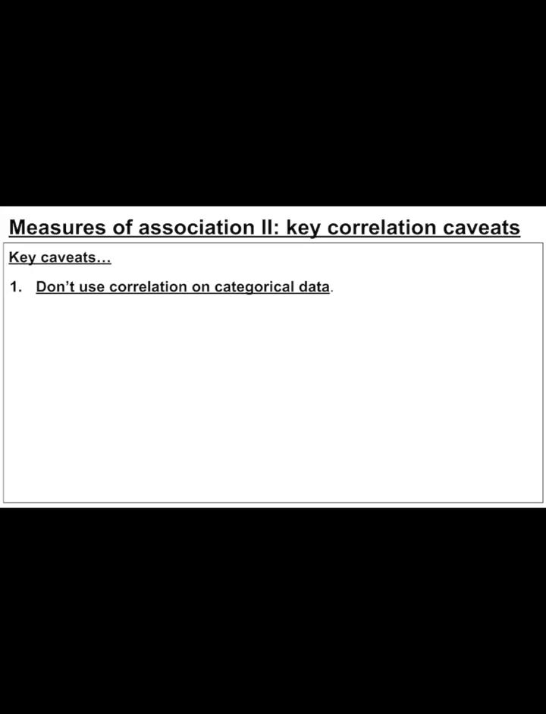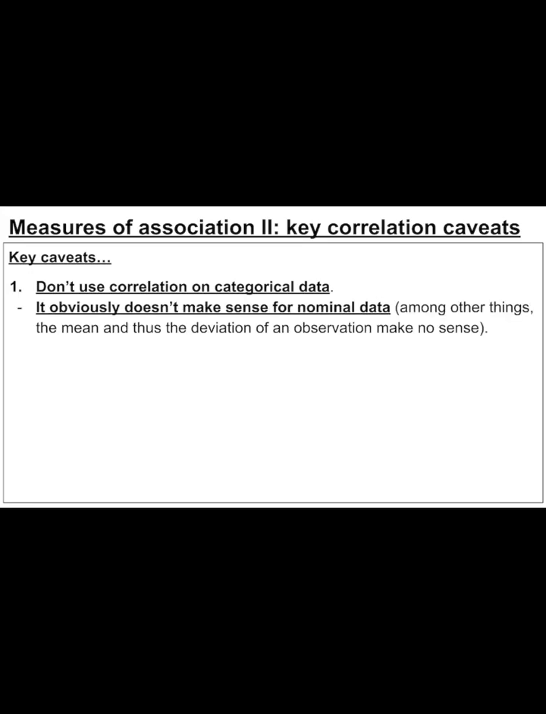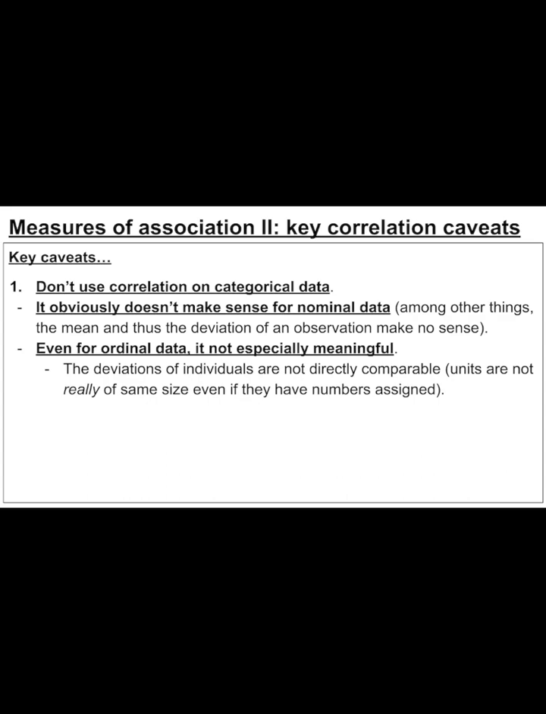Now, there are some key caveats that I want to mention about correlation. First of all, you shouldn't use correlation on categorical data. The reason for that is that it obviously doesn't make sense for nominal data, because the mean and thus deviation of an observation, which you hopefully have done the reading and know that deviations and means play a role in correlation, so that makes no sense. But even for ordinal data, it's not especially meaningful. The reason for that is that the deviations of individuals are not directly comparable because units are not necessarily of the same size, even if they've had numbers assigned. So don't use correlation, generally speaking, on ordinal data. It's not really going to give you very much useful information.